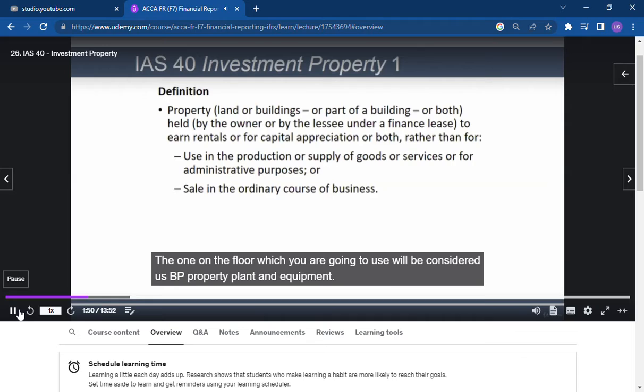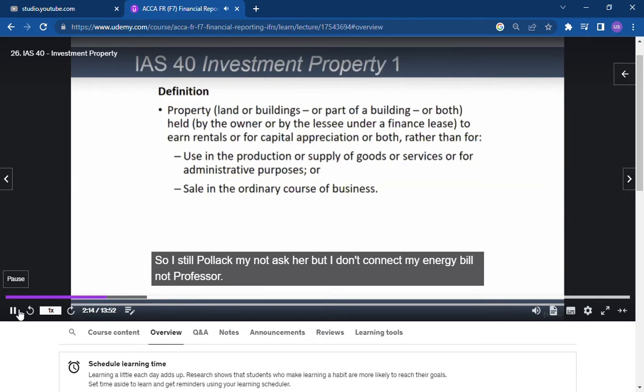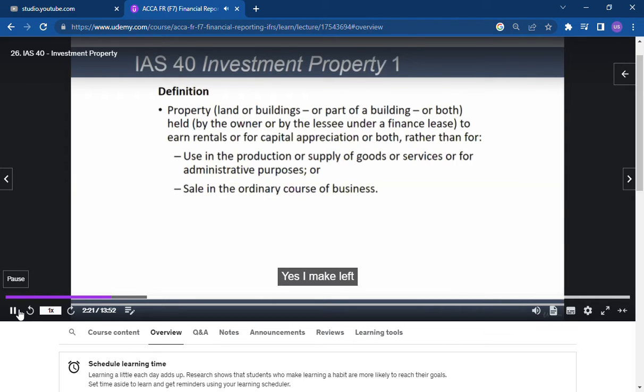The one on the 10th floor, which you are going to use, will be considered as PPE, property, plant and equipment, under IAS 16, and the one on the 12th floor, which you will not be using in the regular course of business, would be treated as investment property. So it is also a non-current asset because it will give some benefit. So I still call it my non-current asset, but I don't call it my tangible non-current asset under IAS 16. Am I clear?